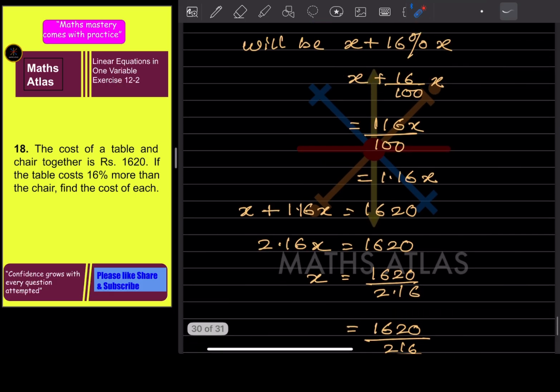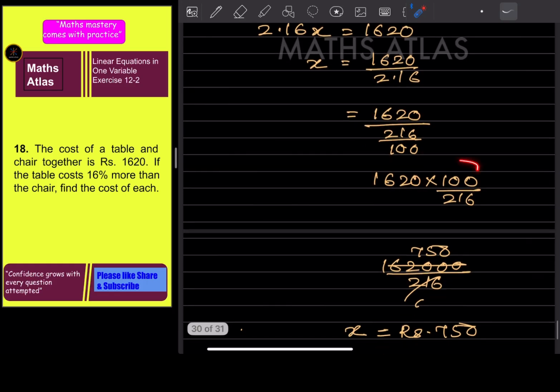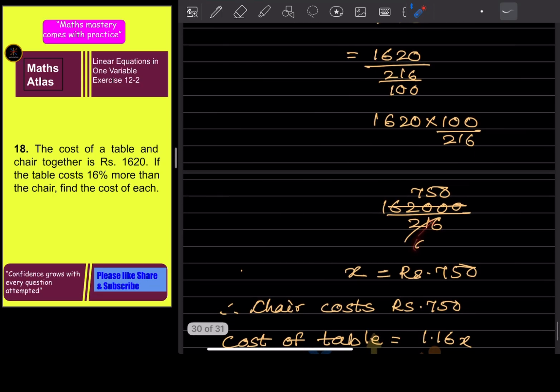Here 2.16 is the denominator, and we can write it as 216 divided by 100. This is easy for the calculation without using a calculator. So 1620, and the denominator gets flipped over, which is 100 by 216. When you multiply this together, that is 162,000 divided by 216, which is going to be 750.